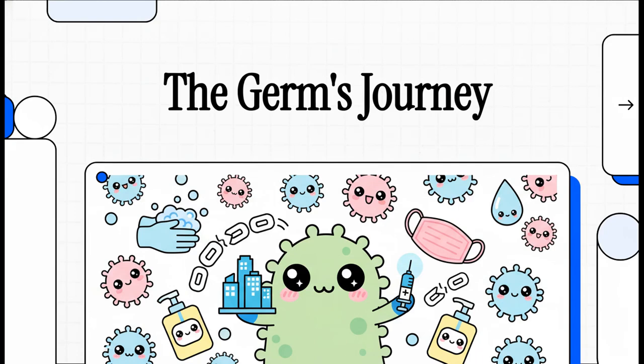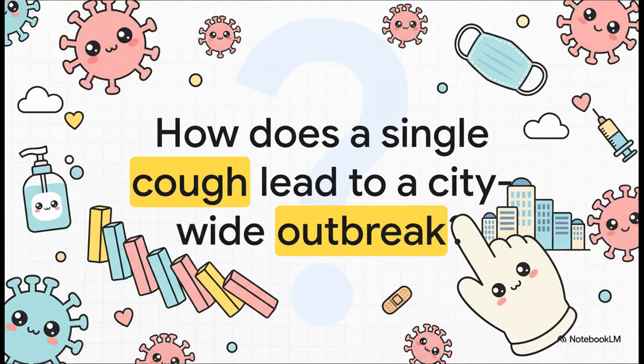Ever stop and think about how a single microscopic germ can cause a massive outbreak? I mean, it's kind of mind-boggling, right? But how exactly do they pull it off? And more importantly, how do we stop them? Well, today, we're going to follow a germ on its journey and figure out exactly how to break its destructive path. You might think it's all just random, a bit of bad luck.